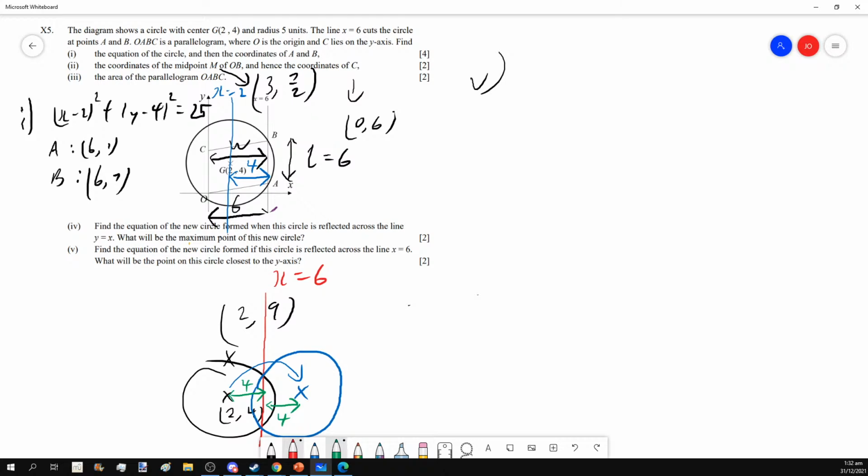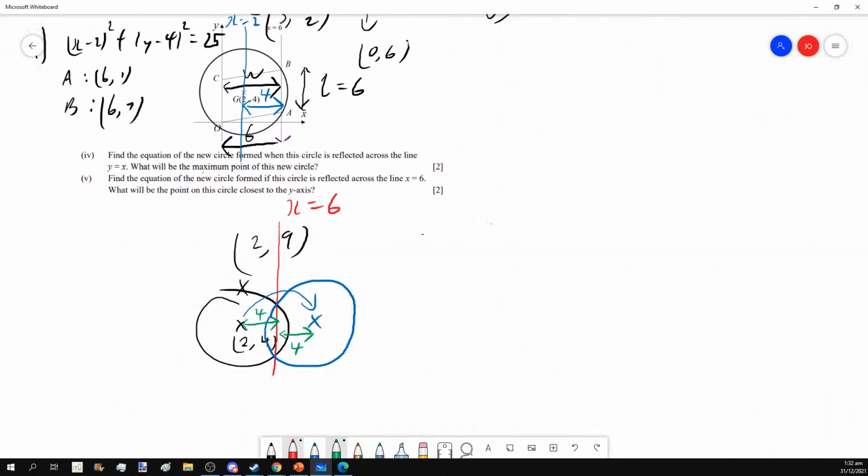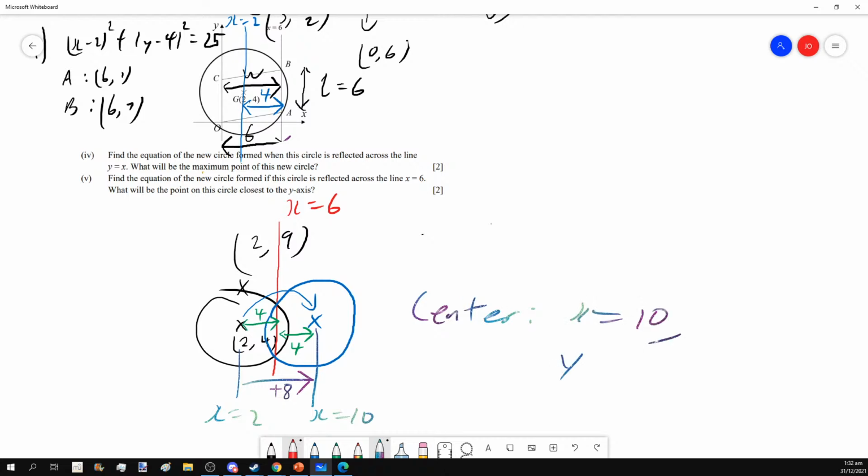However, the height of the center does not change, and therefore we can conclude that the overall journey will be starting from x equals to 2 and then moving forward by 8 units in order to get x equals to 10. So the center will now have x equals to 10, and because the height didn't change, we still have y equals to 4. Now that we have the center, we can answer this question.